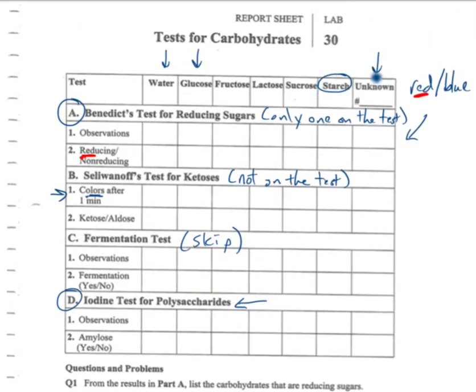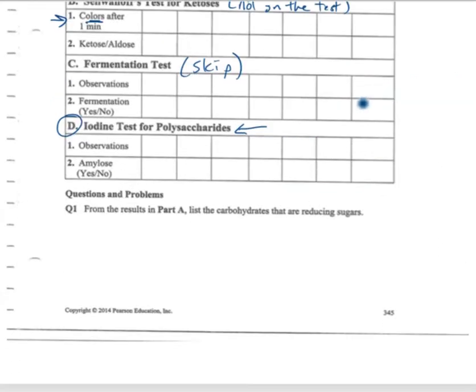I mean, the unknown could be a polysaccharide, but water's not a carbohydrate, monosaccharide, and then both of these are disaccharides. This is the only polysaccharide on the list. And this is a very distinct observation.